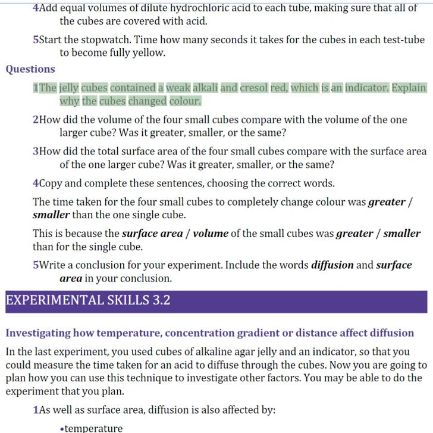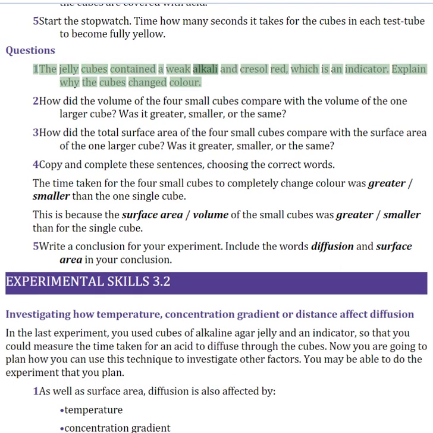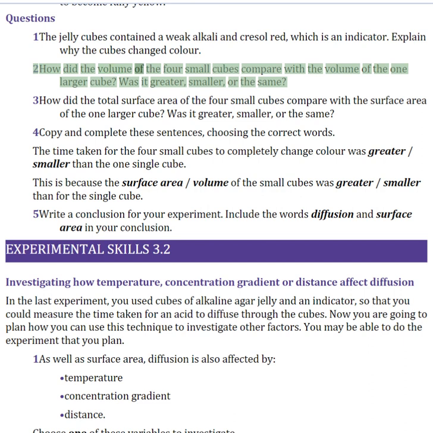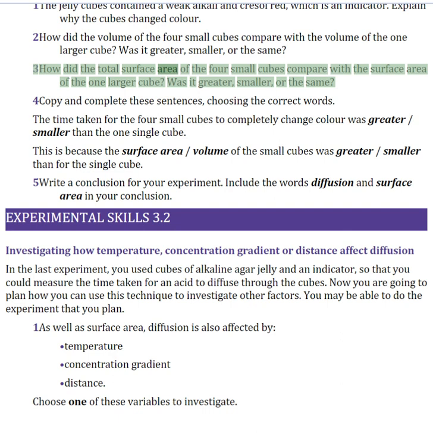Questions. 1. The jelly cubes contained a weak alkali and cresol red, which is an indicator. Explain why the cubes changed color. 2. How did the volume of the 4 small cubes compare with the volume of the 1 larger cube? Was it greater, smaller, or the same? 3. How did the total surface area of the 4 small cubes compare with the surface area of the 1 larger cube? Was it greater, smaller, or the same?